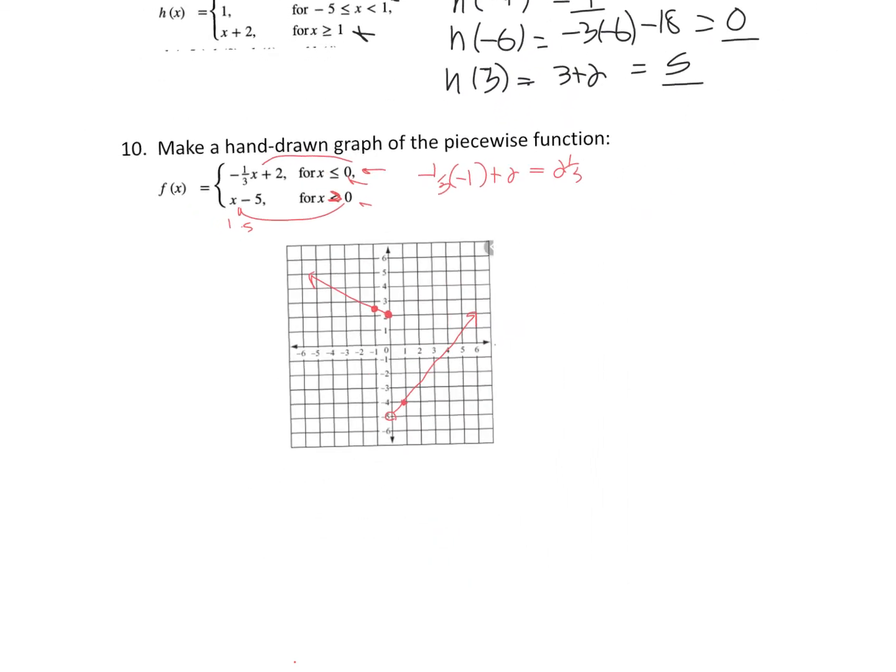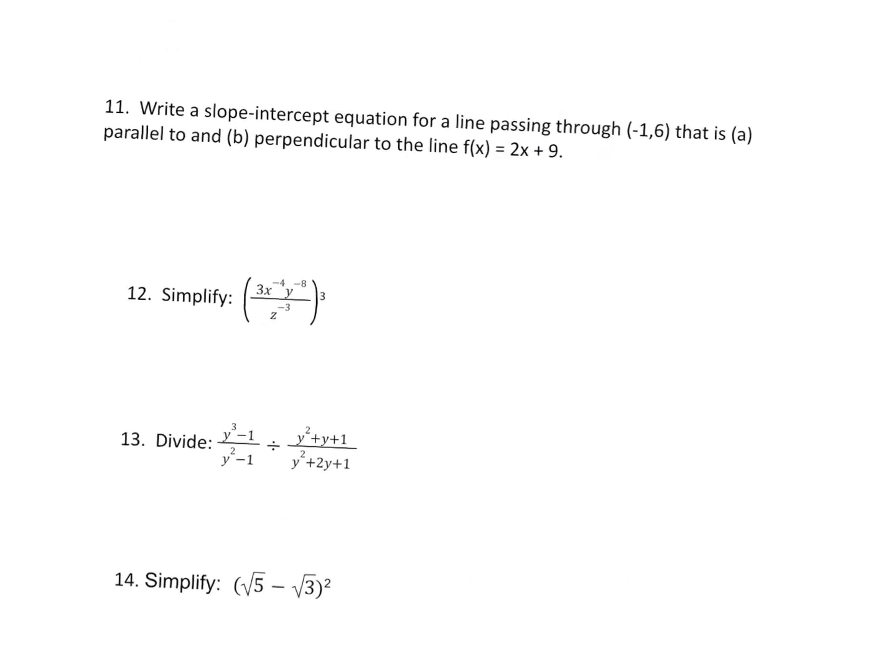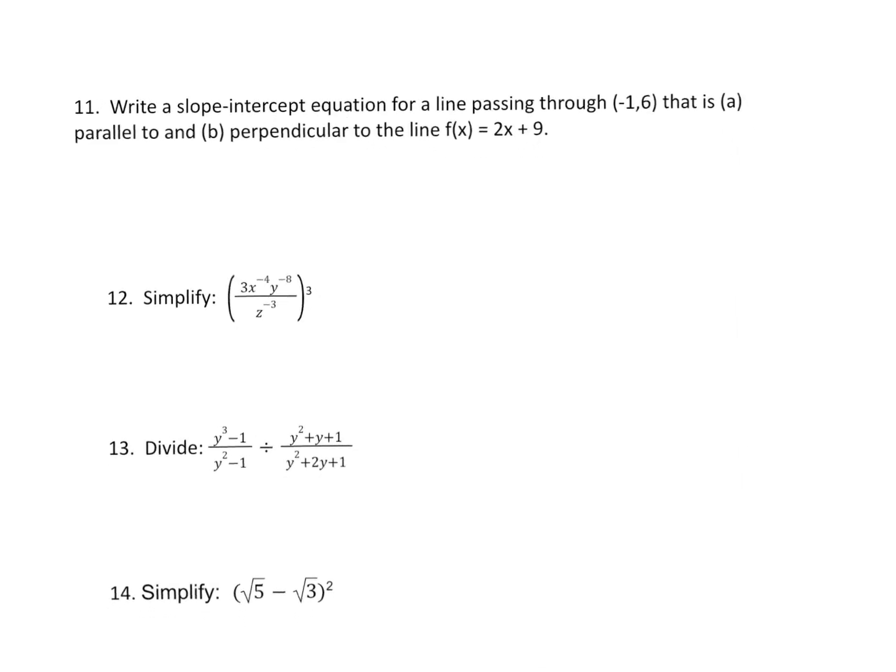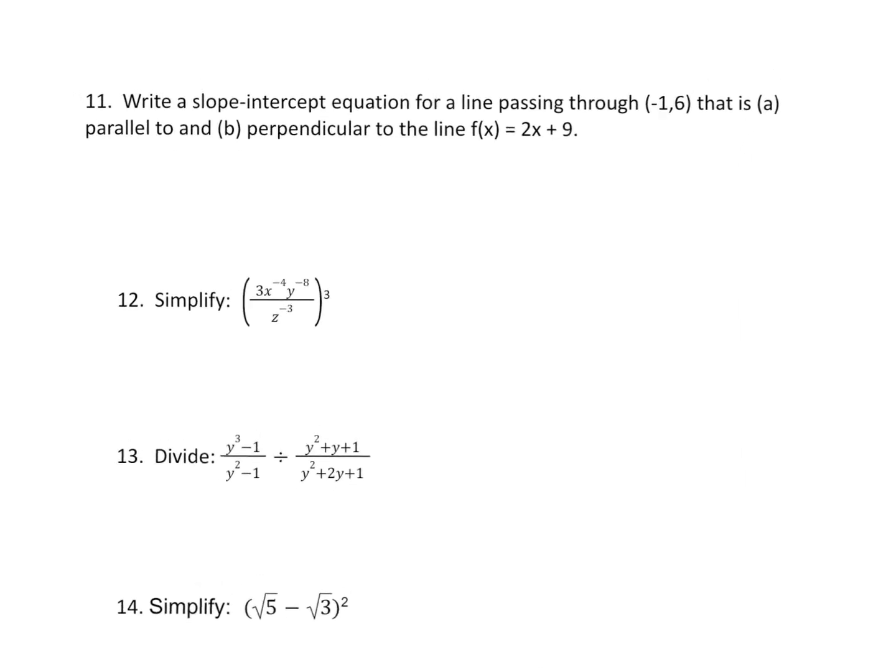Let's see if 11's on this page. Nope. Number 11, this is where the review stuff starts. Write a slope-intercept formula that passes through this point. Remember, it passes through the point because it works, and it's parallel to this line. Now, looking at that line, I know for a fact the slope is 2. So I'm going to use this slope and that point.